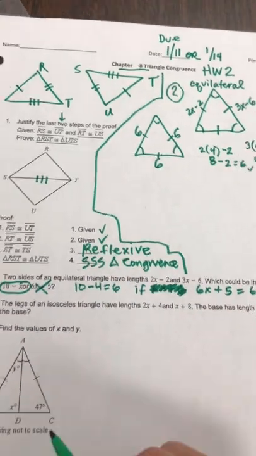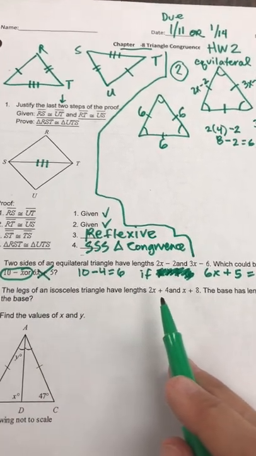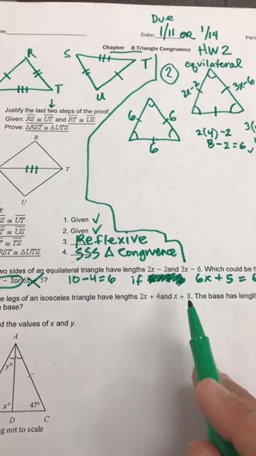Okay, awesome. Next question. The legs of an isosceles triangle have 2x plus 4 and x plus 8.